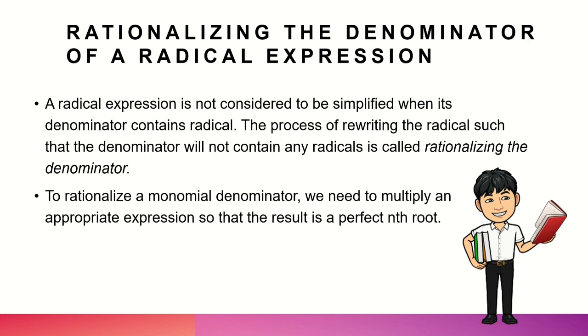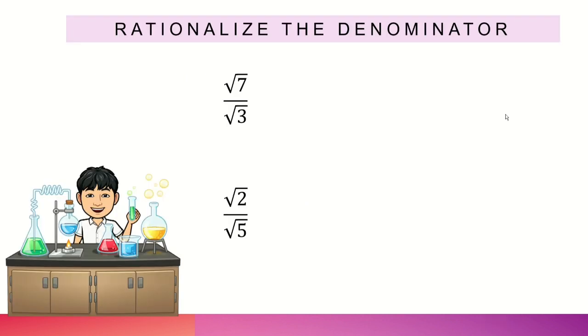To rationalize a monomial denominator, we need to multiply an appropriate expression so that the result is a perfect nth root. Let's try to solve some examples. Let's say we're going to rationalize square root of 7 all over square root of 3. The first thing that we're going to do is to multiply it by square root of 3.